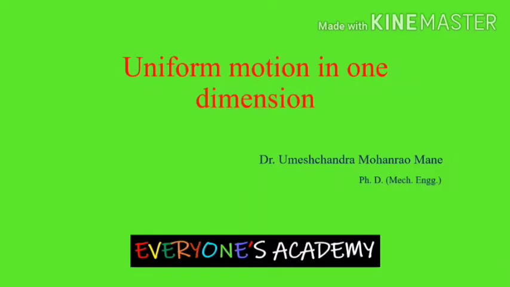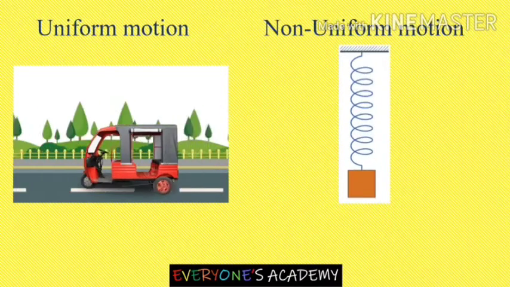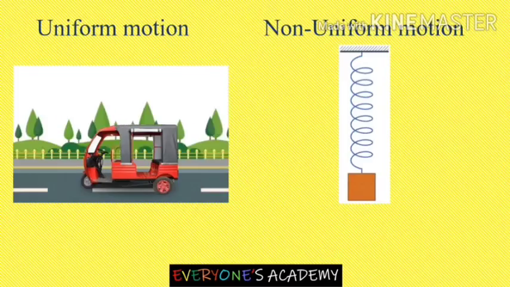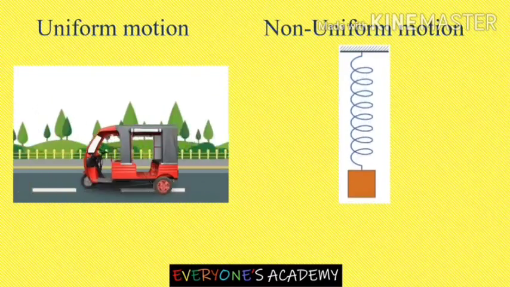Hello everyone. In this video, we are going to learn uniform motion in one dimension. Uniform motion is that motion in which velocity remains constant.